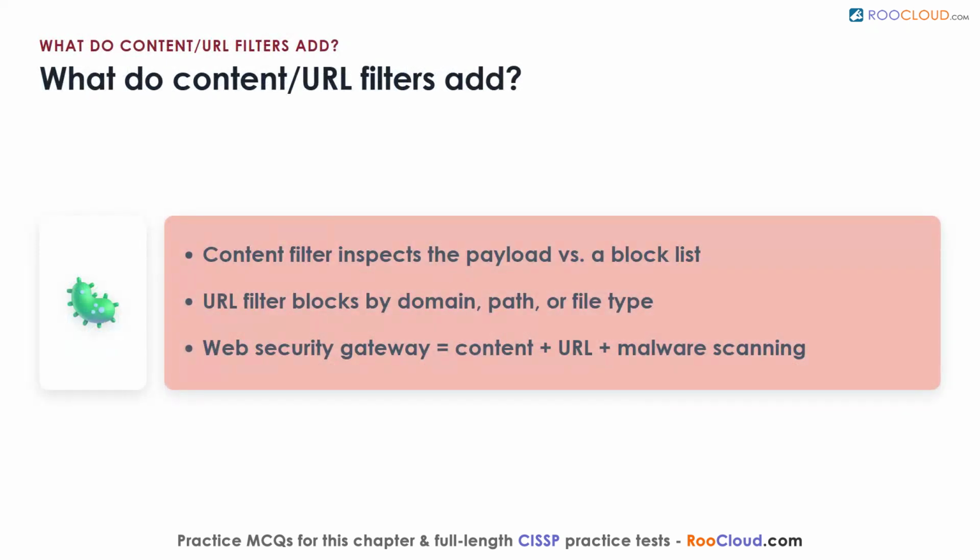What do content and URL filters add? Targeted control over what users can reach. Content filtering inspects the payload of traffic, often matching against a blocked list of unwanted terms or addresses to decide what is allowed through. URL filtering, also called web filtering, blocks access based on all or part of a web address, whether a whole domain, a path, or a file type, and it can pull updated block lists from vendors. A combined web security gateway rolls content and URL filtering together with malware scanning, and sometimes messaging and email filtering too. Picture a librarian who not only bars certain titles, but also reads inside the books to catch banned passages.